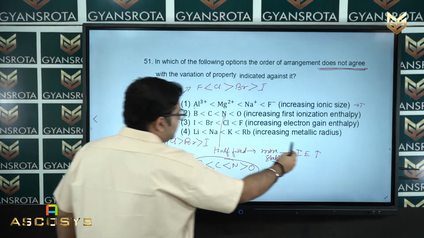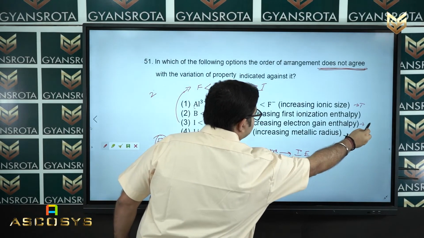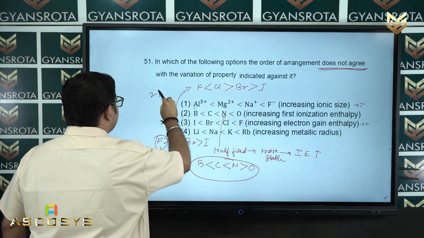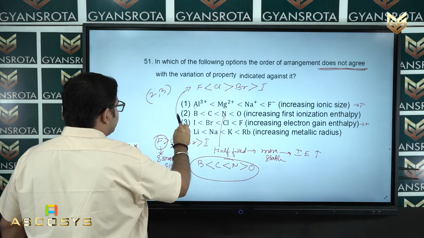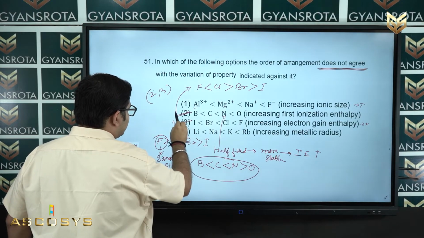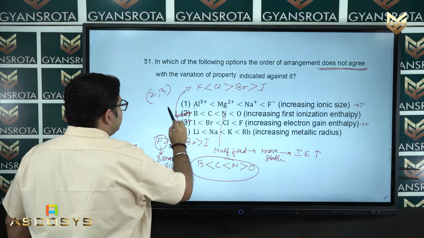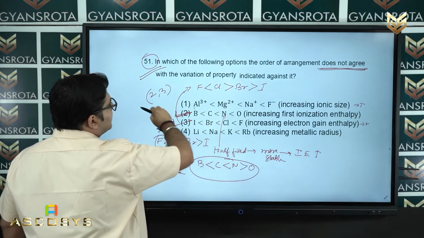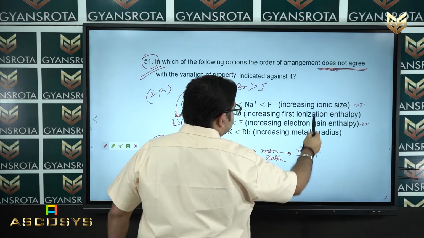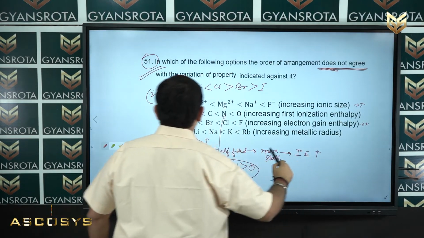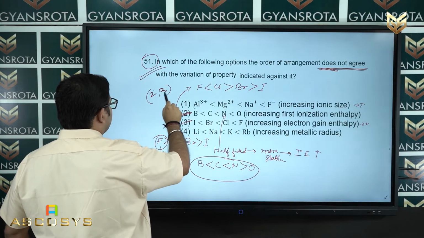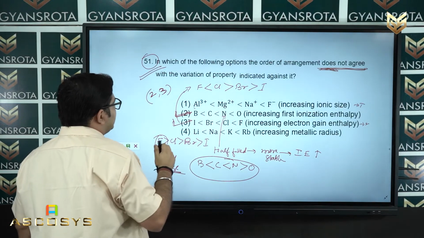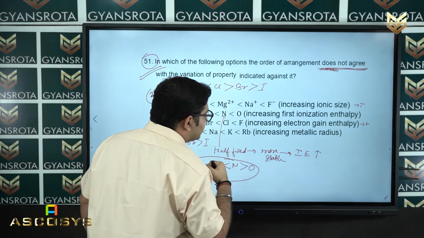So, this order is also a false order. Option number 2 and option number 3, these two are the options for question number 51, because they ask which does not agree. So, these two do not agree. That is why option number 2 and option number 3 are the correct answer of question number 51.